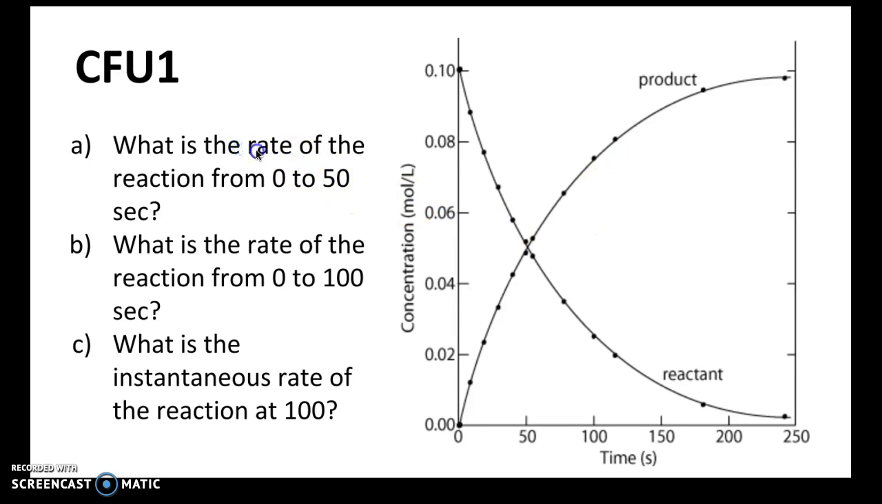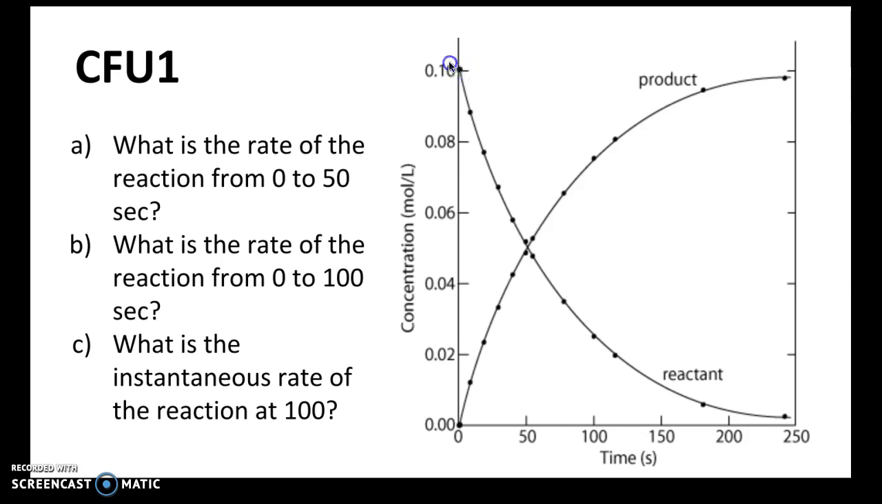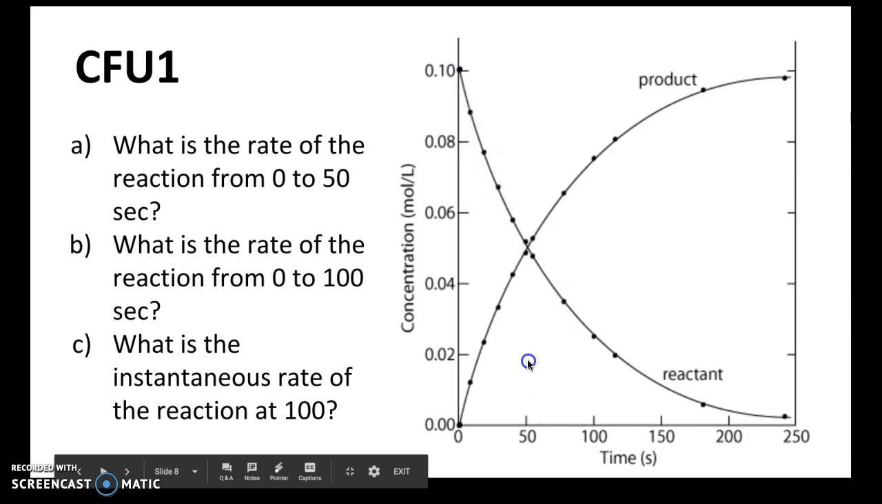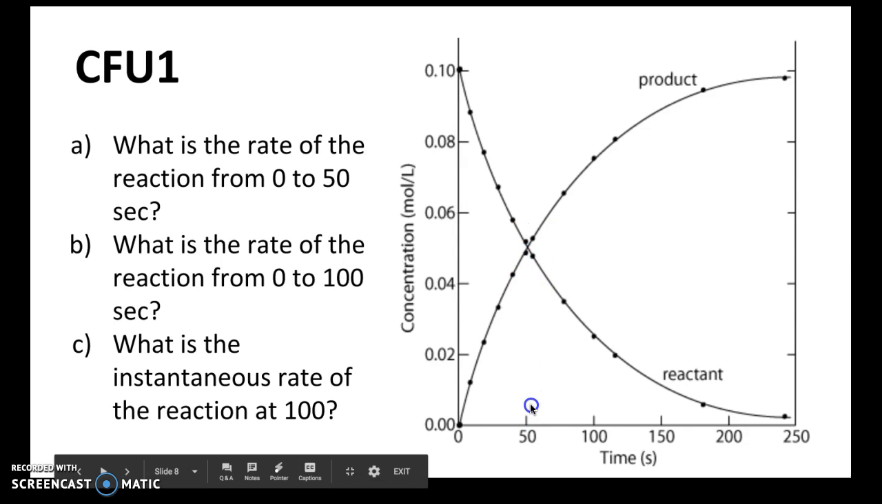So let's say, for example, you're doing the rate of the reaction from 0 to 50 seconds, and you wanted to use the reactant curve, which is the one that's going down, it's decreasing, of course. So T1 will be 0, and the concentration of the reactant at T1 is 0.1. And then you go to 50 here, and you see the concentration is somewhere between 0.04 and 0.06, so you would have to estimate that value. And then your T2 will be 50 seconds.